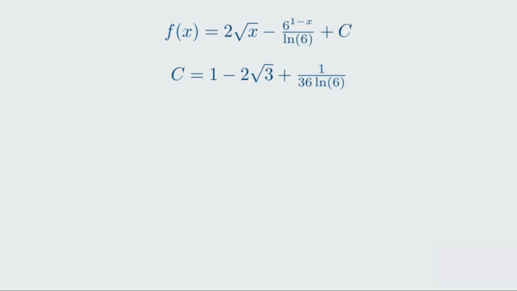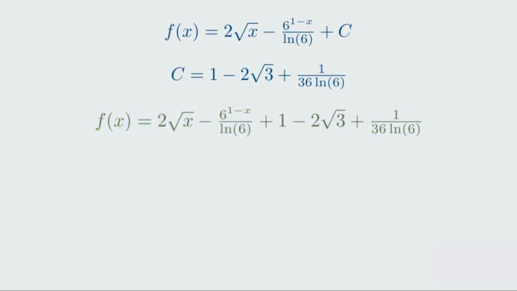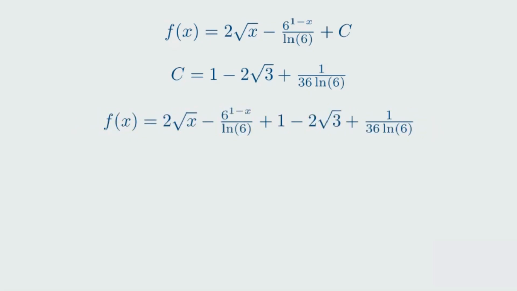This will give us the specific function that not only has the correct derivative, but also passes through the point 3, 1. Substituting c back in, we get that f of x equals 2 root x minus 6 to the 1 minus x over ln of 6 plus 1 minus 2 root 3 plus 1 over 36 ln of 6. This is our final answer. We have successfully recovered the original function from its derivative and a given point.